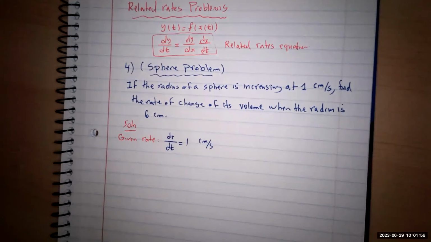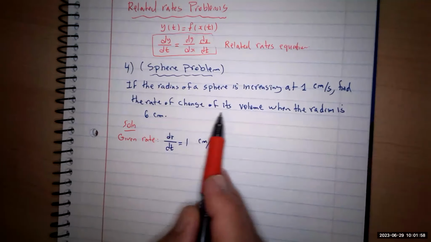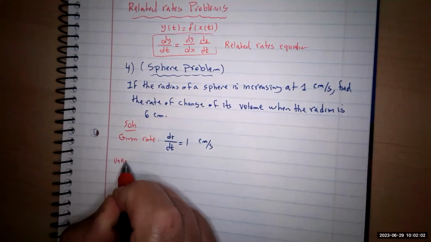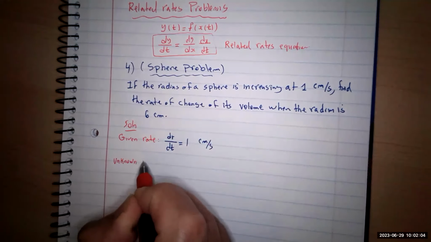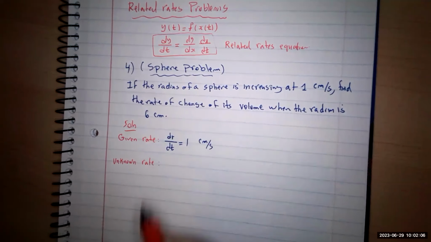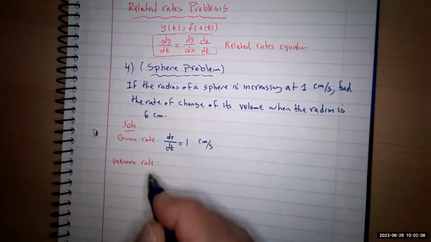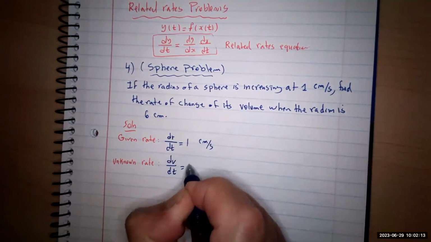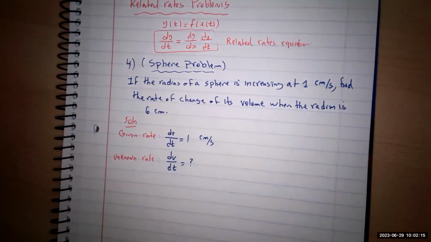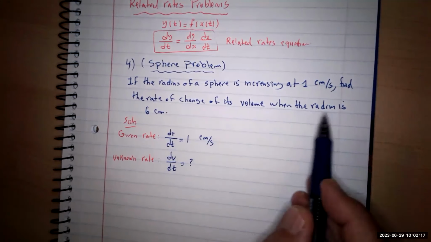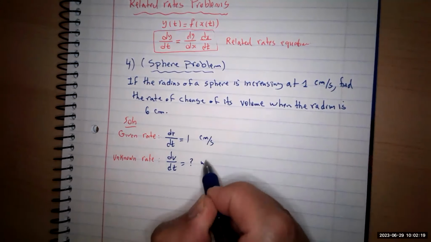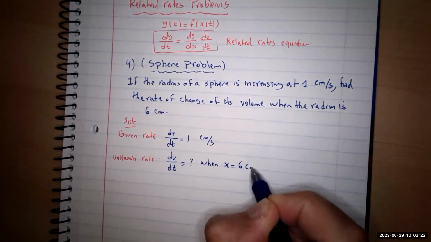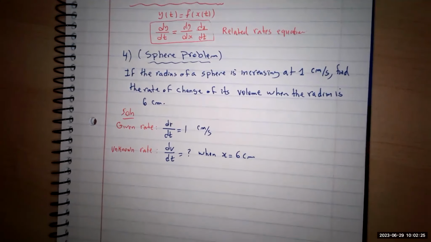What they ask for, find the rate of change of the volume. So this is the unknown rate. Volume would be denoted by V, so that gives you dV/dt, which is missing. When do you want it? At what position do you want it? When the radius is 6 centimeters. So that's the information.